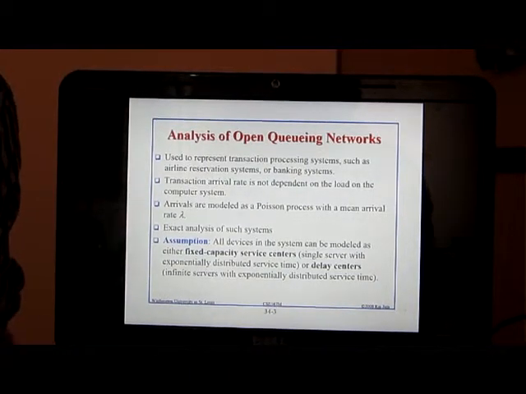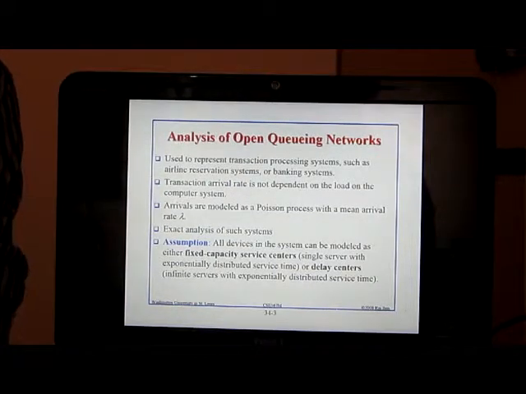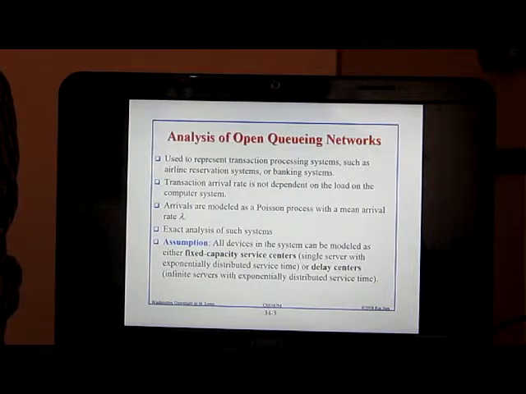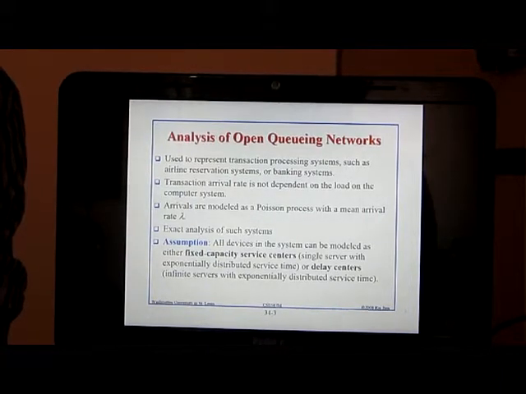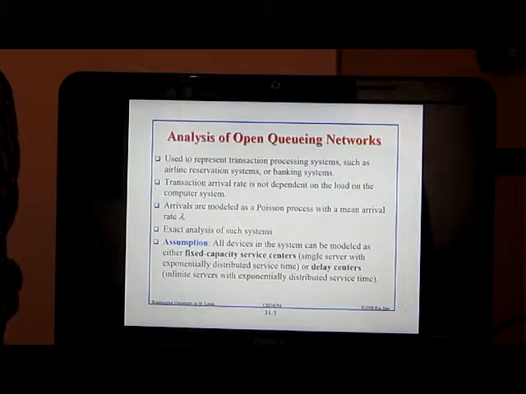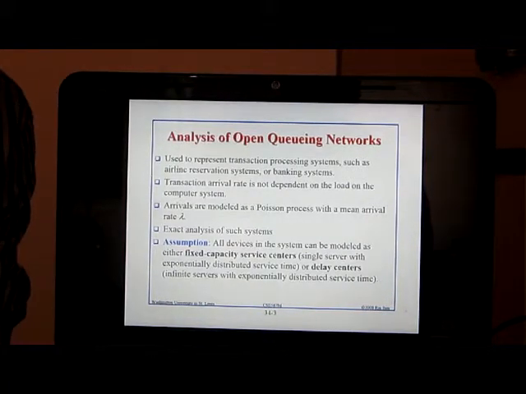There are some assumptions. All the devices of the system can be modeled as either fixed capacity service centers, that is single servers with exponentially distributed service time, or delay centers, that is infinite servers with exponentially distributed service time.